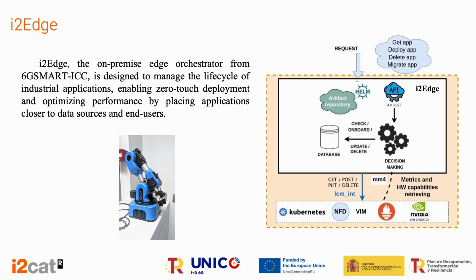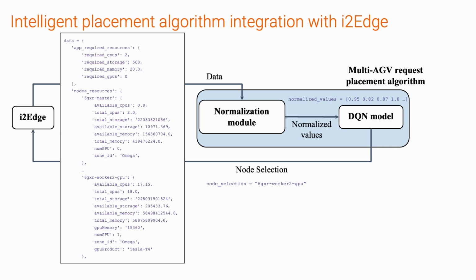i2Edge is designed to manage the lifecycle of industrial applications, enabling zero-touch deployment and optimizing performance by placing applications closer to data sources and end users. The integration between i2Edge and the intelligent placement algorithm is illustrated in the block diagram, showcasing how the data from i2Edge, including resource requirements and node specifications, flows through a normalization module to produce normalized values. These values are then used by the multi-AGV request placement algorithm to select the most appropriate node.